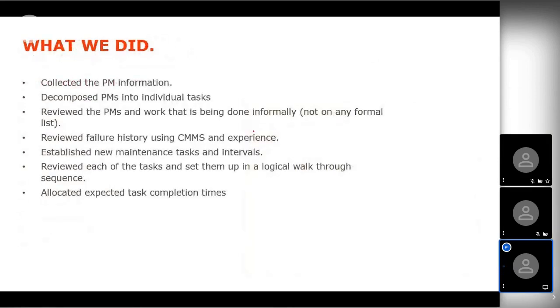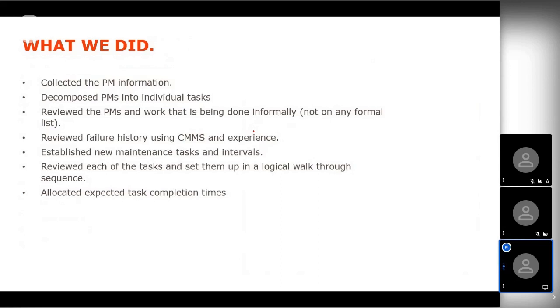How did I do this? Collect all of the plant maintenance you've got. Get it all together out of all of the areas. You're going to have some formal on your planned maintenance charts. You're going to have things on the walls. You're going to have maintenance in their heads. Get it all down on paper. Sometimes you're going to have it all grouped together. So break it up into individual tasks.